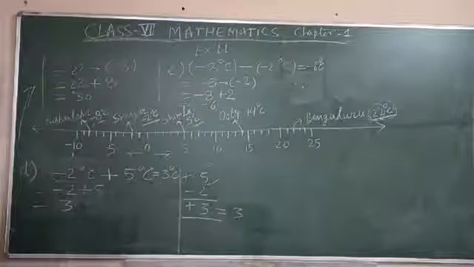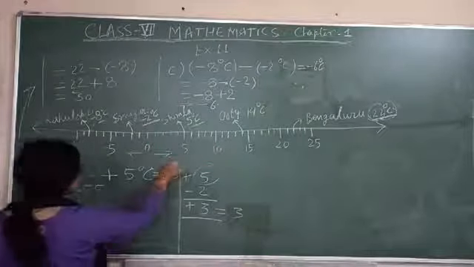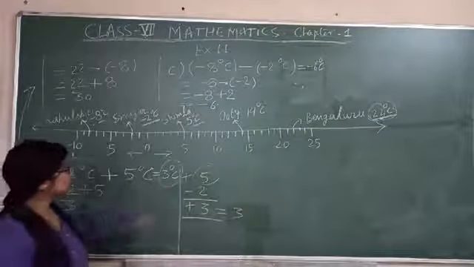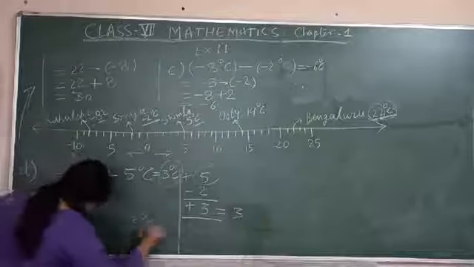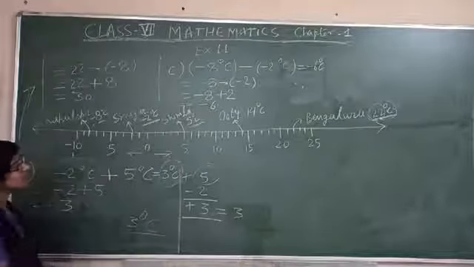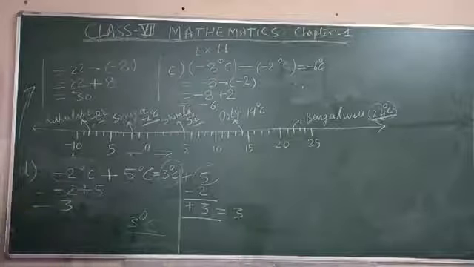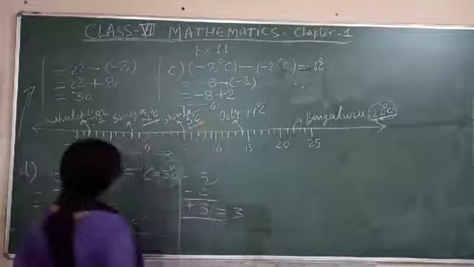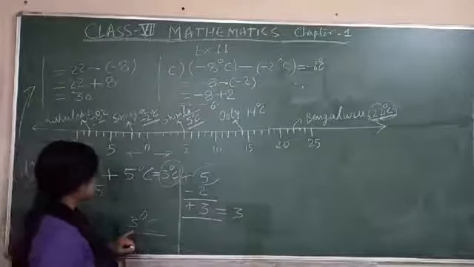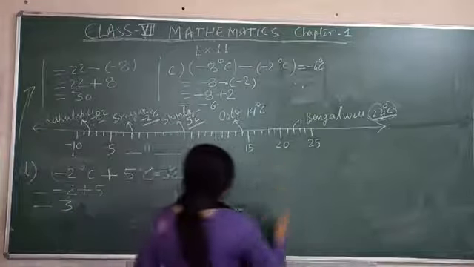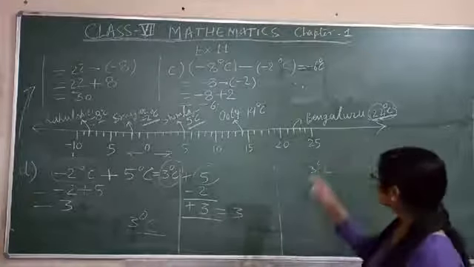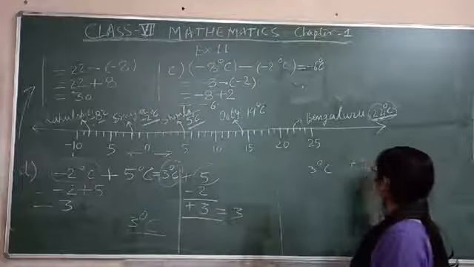The left part here says less than the temperature of Simla. This temperature is less than the temperature of Simla. So your answer is coming 3 degrees Celsius, and the temperature of Simla is 5 degrees Celsius. So what do we say? 3 degrees Celsius and 5 degrees Celsius. This is 3 degrees Celsius and this one is 5 degrees Celsius.